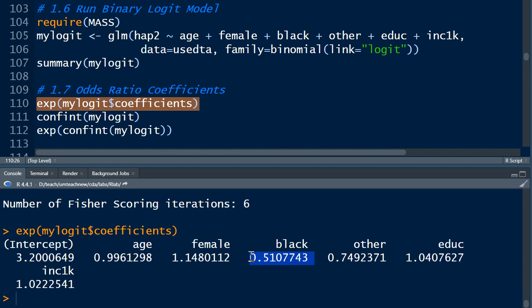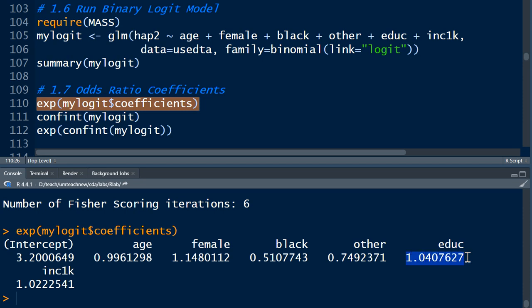Okay? So let me repeat again. Holding all other variables constant, being black versus white is going to decrease the odds of being happy by a factor of 0.5107743.